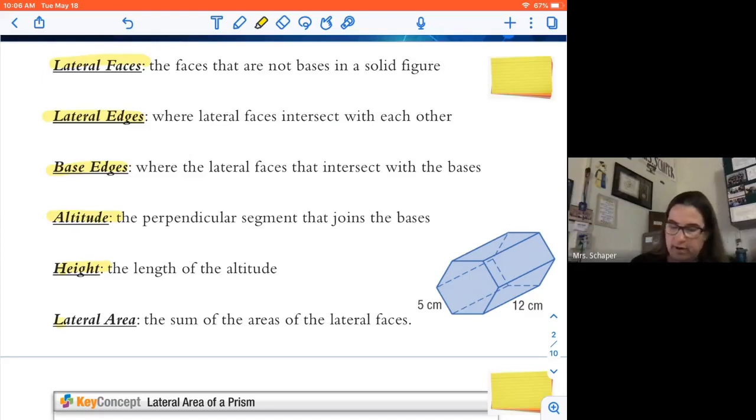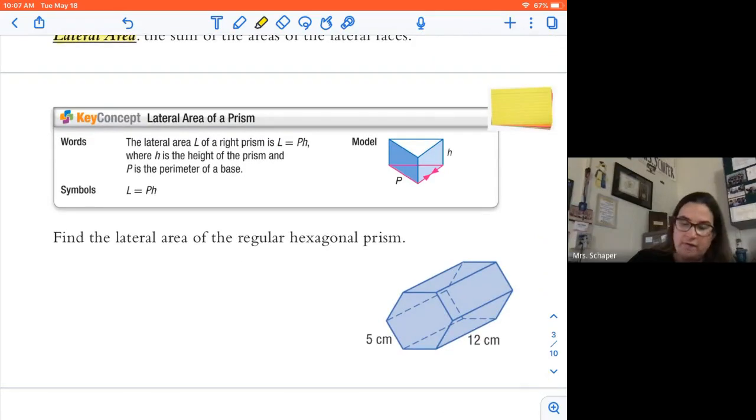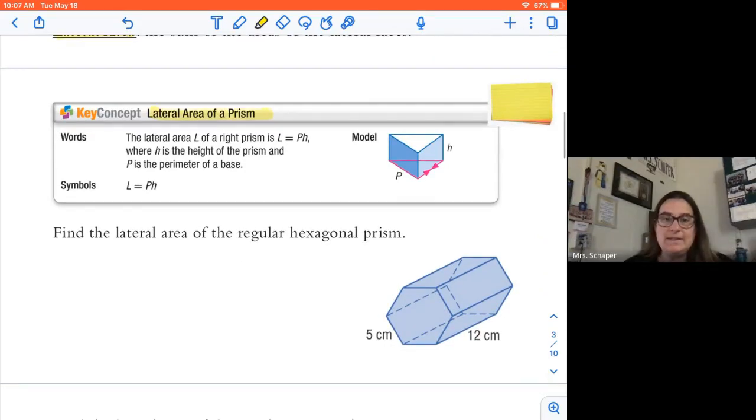And the lateral area is the sum of all the areas on the lateral, the side faces, so not counting those two bases. So the lateral area of a prism is basically the area of the base times, well, okay, we could probably do it a different way. This is probably simpler. You take the perimeter of the base and you multiply it by the height. That's probably the easiest way to get it. So you take the perimeter, this whole distance around, whatever that is, and you multiply it by the height.